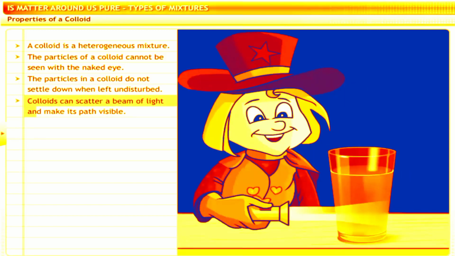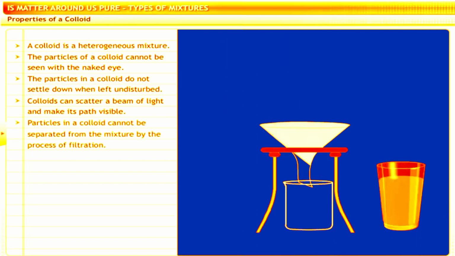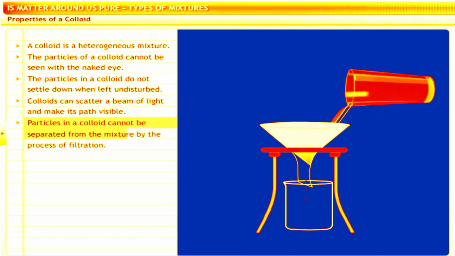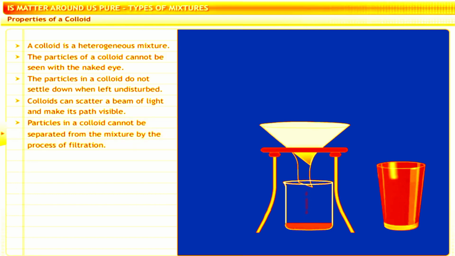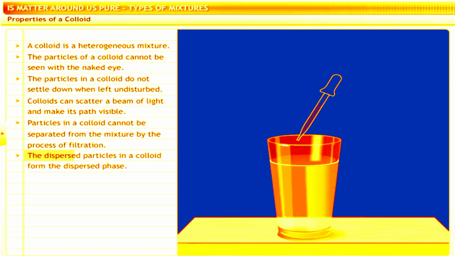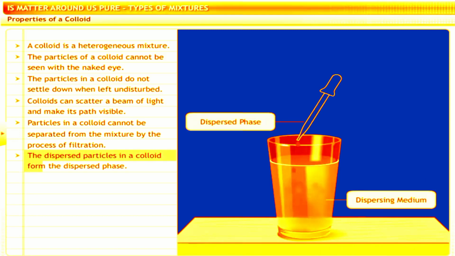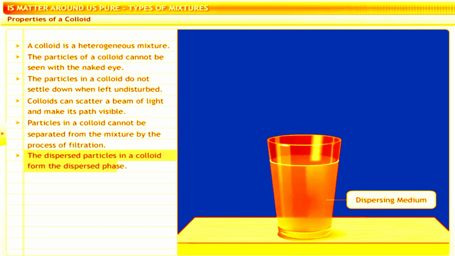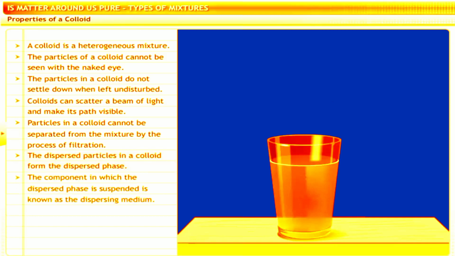Colloids can scatter a beam of light and make its path visible. Particles in a colloid cannot be separated from the mixture by the process of filtration. A colloidal solution has two components, the dispersed phase and the dispersing medium. The solute-like component or the dispersed particles in a colloid form the dispersed phase. The component in which the dispersed phase is suspended is known as the dispersing medium.